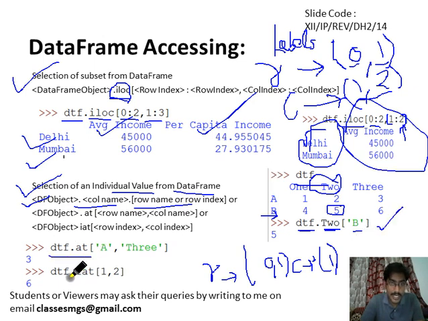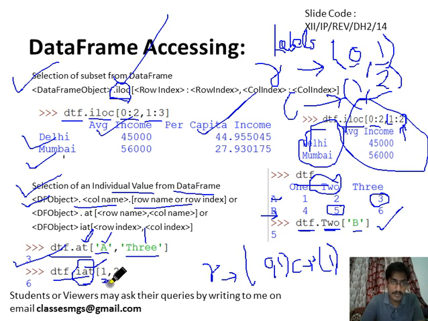You can also use the at or iat function for this. At means row and then column. So row A and column 3, what will be the value? 3. So this prints 3. Similarly, iat works on the indexes, just like iloc works on indexes and loc works on labels. Similarly, at works on the labels and iat works on the indexes.